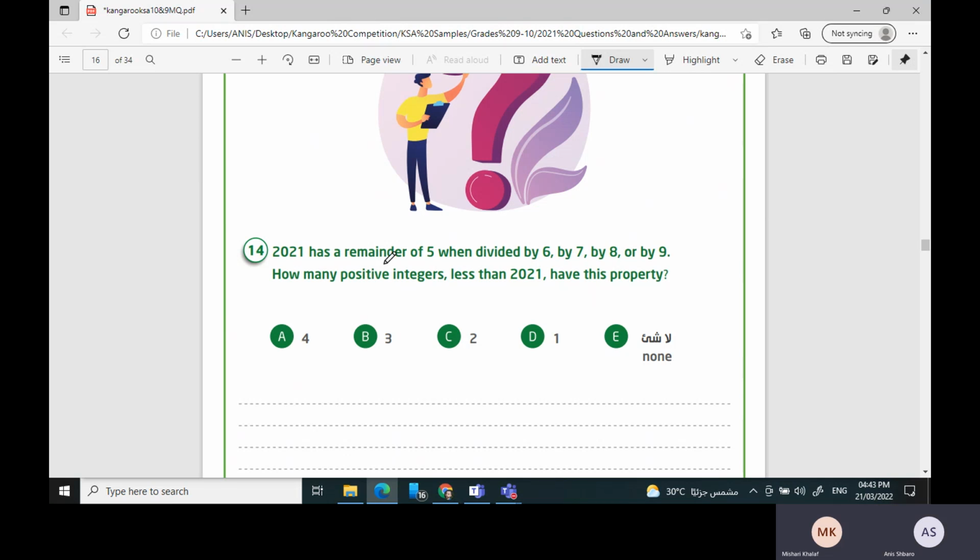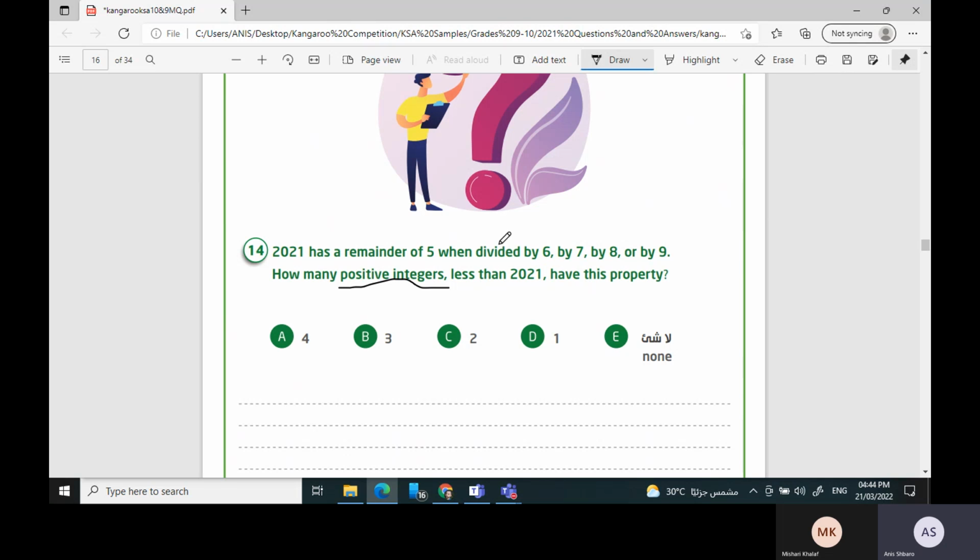2021 has a remainder of 5 when divided by 6, by 7, by 8, by 9. How many positive integers less than 2021 have this property? Okay, first of all, let me give you a small revision about positive integers. Positive integers, I'm talking about 1, 2, 3, etc. So the whole numbers, and of course they are positive after the 0 in the axis.